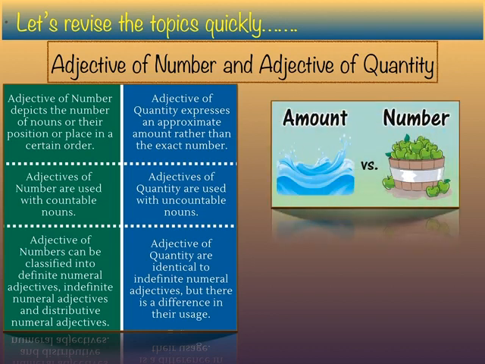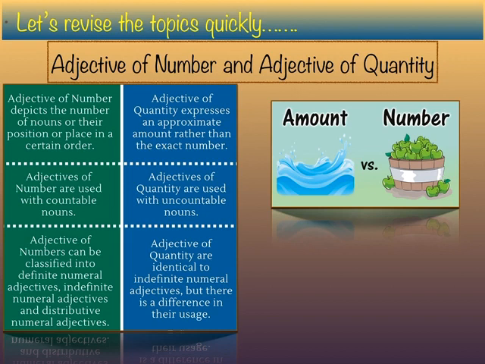An adjective of quantity expresses an amount rather than the exact number. So, adjective of quantity is used with uncountable nouns, and they are identical to indefinite numeral adjective, but there is a difference in their usage. So, adjective of quantity shows us the amount, which is not an exact number, and so it is used for uncountable nouns. For example, few, some, many, much, all these are adjectives of quantity, and they are always used with uncountable noun.